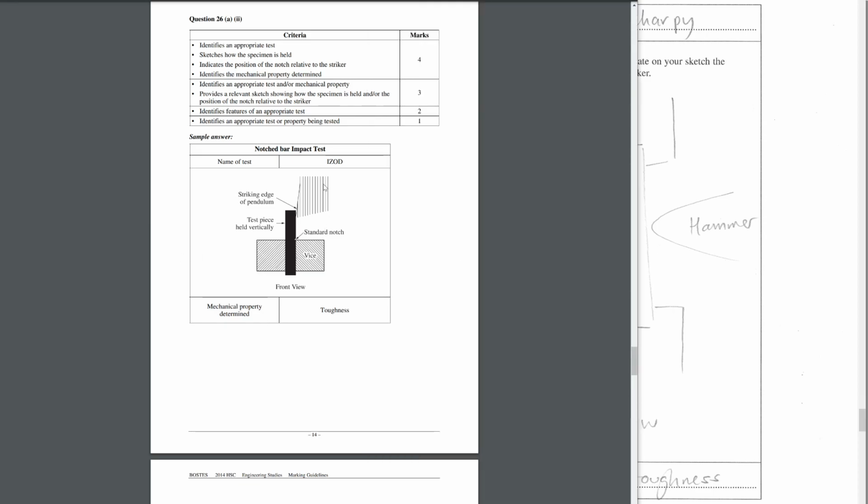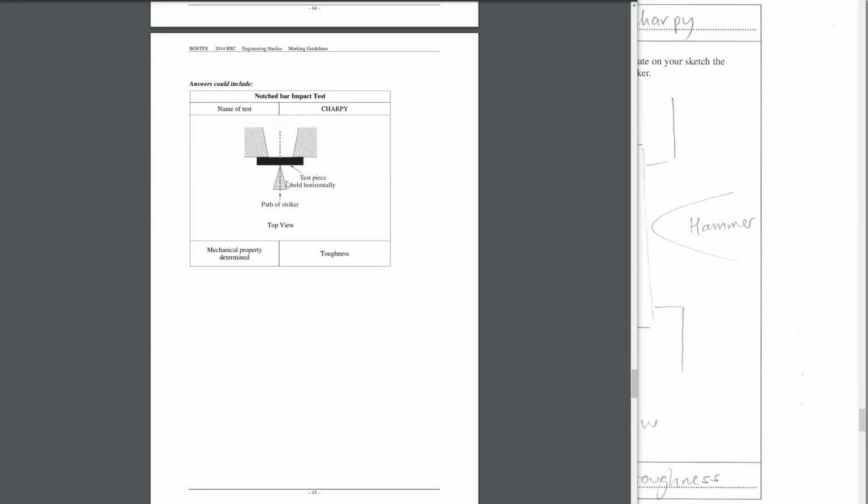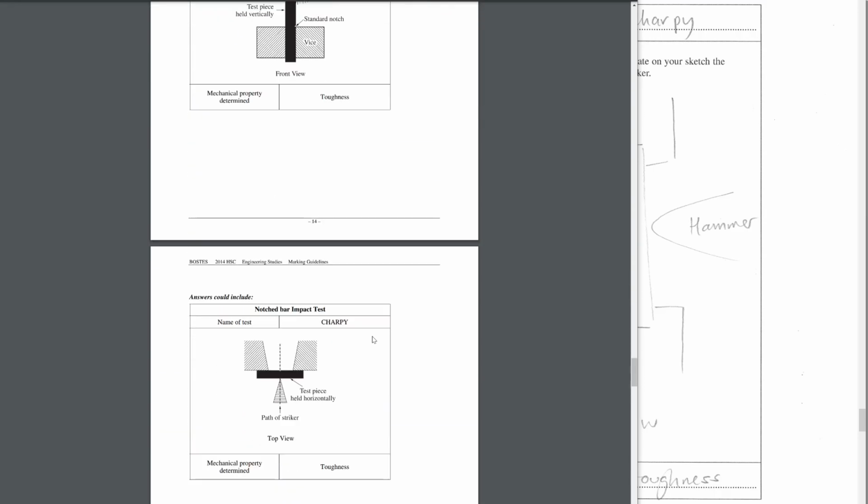So this one here is Charpy. This one here is Izod. That thing there is supposed to be a hammer, right? It doesn't look like a hammer, but that's what it's showing as a hammer. And here's the hammer viewed from a top view. They've even written top and front view. There you go. Good work.